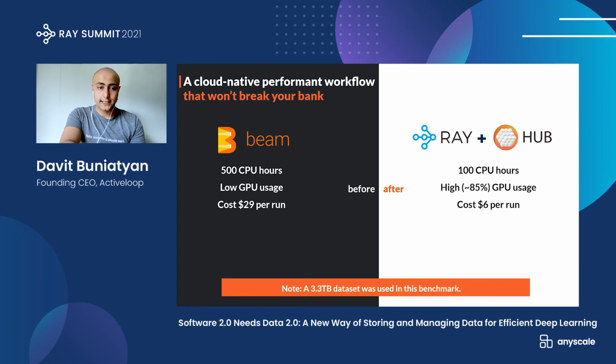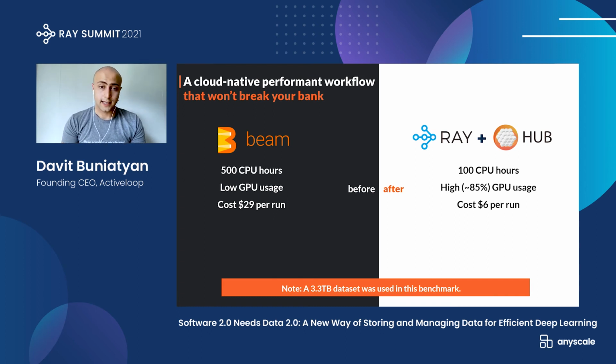We had a use case where one of our customers had a single job running on Apache Beam in Dataflow, spending about 500 CPU hours to transform a dataset into TensorFlow datasets. The dataset itself ended up with low GPU usage, and the cost per run was around $29 per iteration. The amount of data was, I think, around 3 terabytes. What we did with them is take Hub and Ray, write a connector to their dataset originally, and scale this to a cluster of AWS machines.